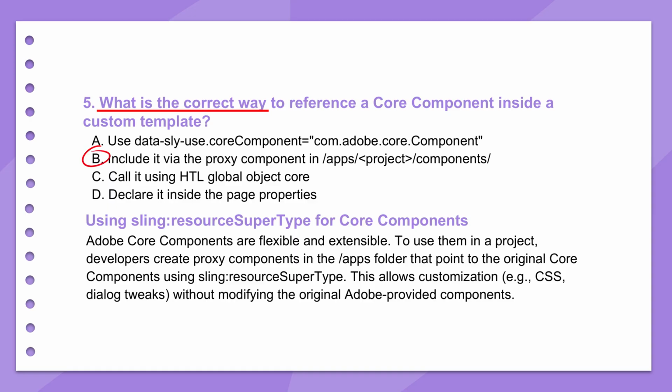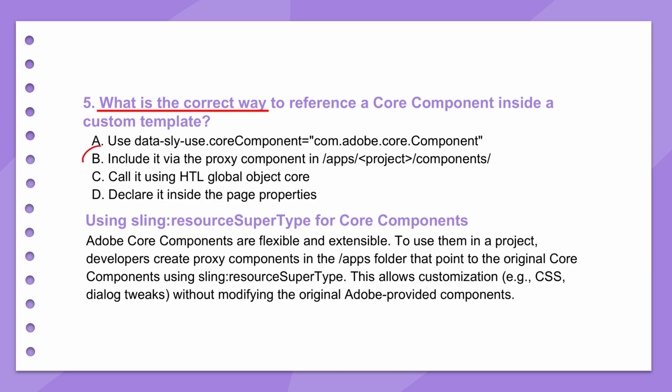What about the other ways mentioned? A is data sly use, C mentions an HTL core object, and D is declaring in page properties. Yeah, data sly use in HTL. That's typically for bringing in Sling models or other JavaScript logic to provide data, not really for including whole components structurally. There isn't actually a standard HTL global object called core that lets you just pull in core components like that. All right, that doesn't exist.